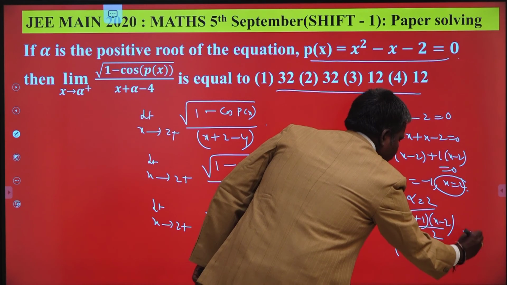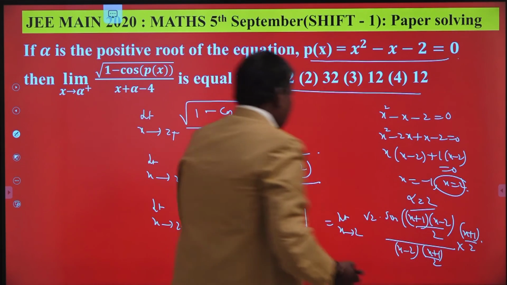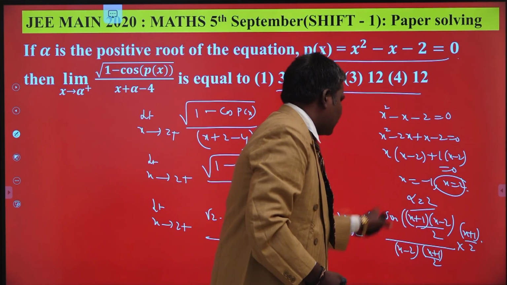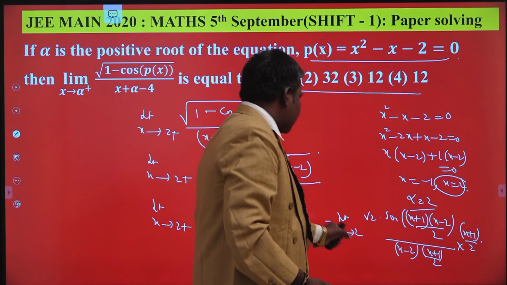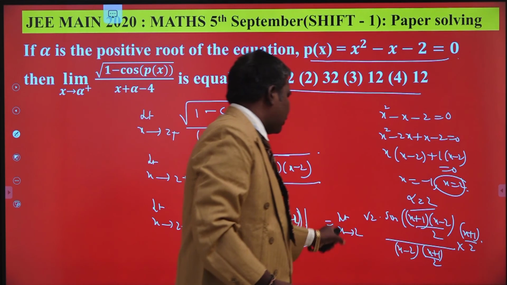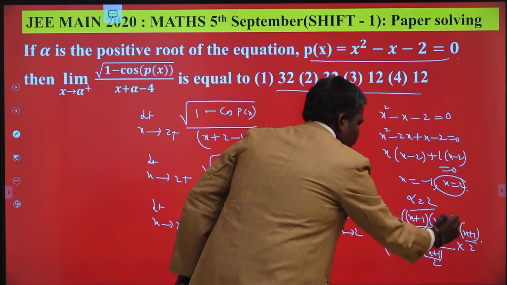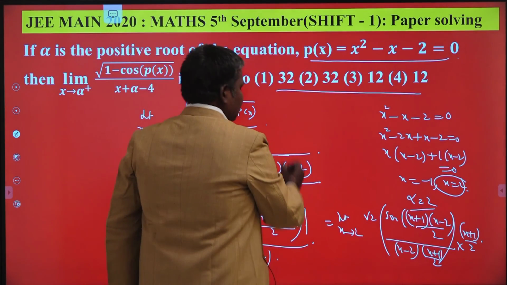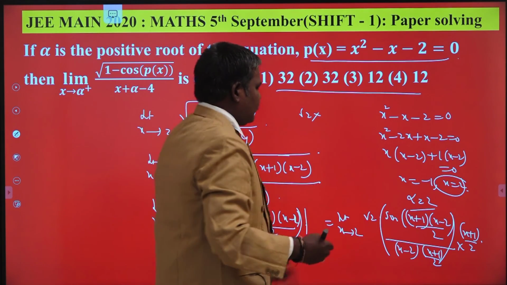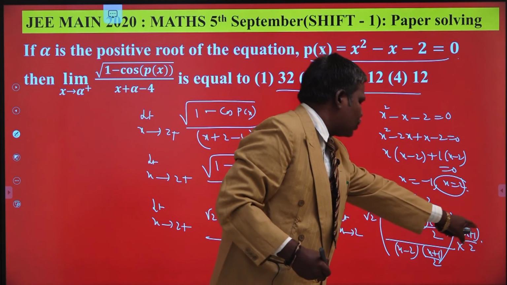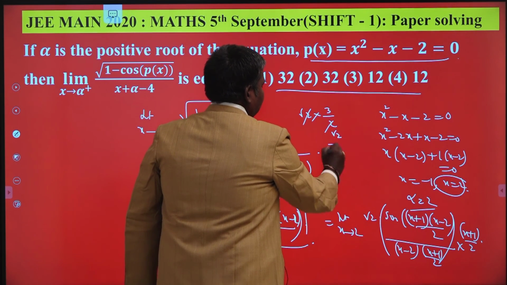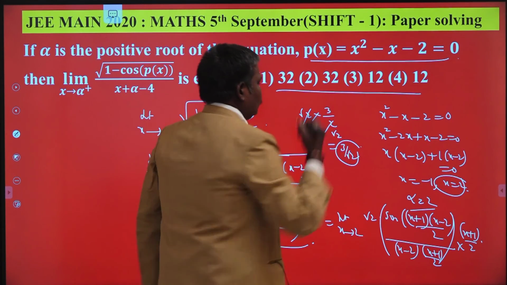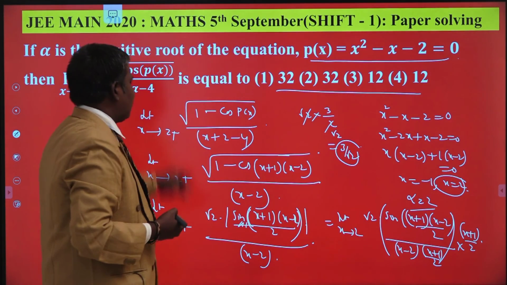We have limit x tends to 2, this becomes 1. Limit x tends to 0, sin x by x is 1. As x tends to 2, (x plus 1) into (x minus 2) by 2 becomes 0. Therefore, up to here you get 1. So the answer is what now? Root 2 times, when you are substituting 2 here, 2 plus 1, 3 by 2. This is 3 by root 2. Your answer is 3 by root 2. It is a very easy question.